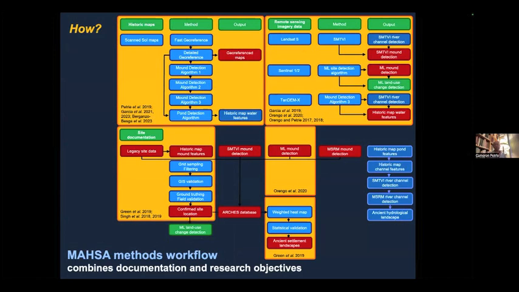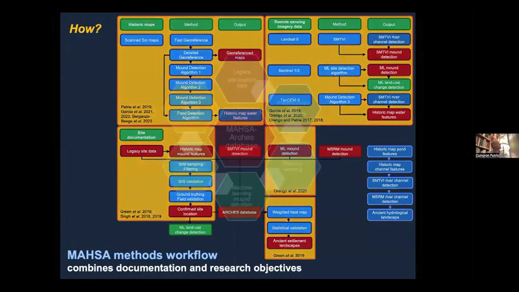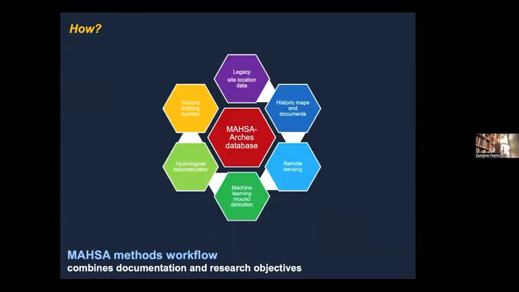Effectively, what we're doing is using quite a complex workflow that can actually be simplified. We're making use of legacy information from published archaeological resources. We're making use of historical maps that have been published in the late 19th and early 20th century. We're using freely available remote sensing imagery.